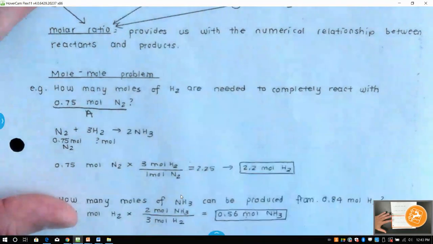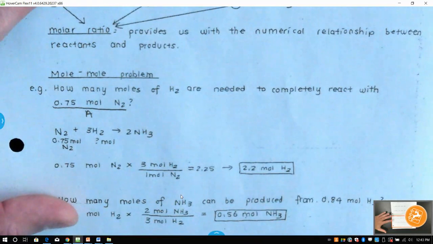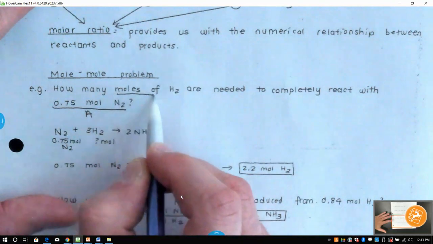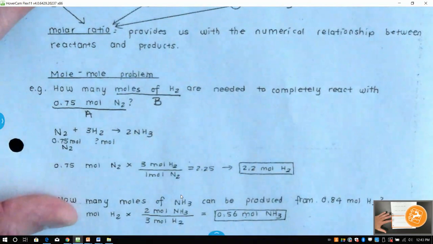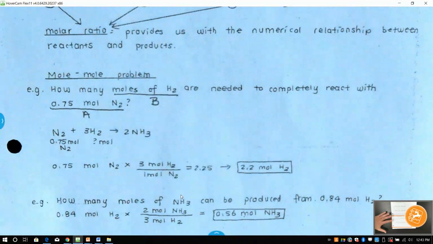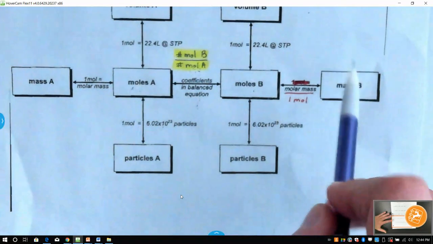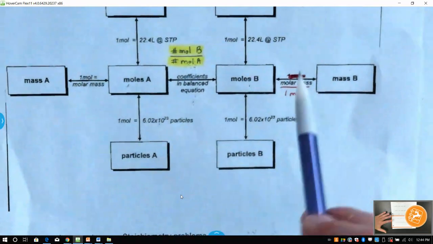What are we looking for? How many moles of H2? That is what we want. So I'm underlining that and labeling it B. I just write moles of H2 because there are going to be problems once we get into it where they may ask you for the mass of something. Knowing whether you're looking to go to moles or grams of something is a big deal because it's going to show you on the map where you need to go. If we're given moles of something, but we want to know how many grams, we have to do not only one conversion, we have to do a second conversion.